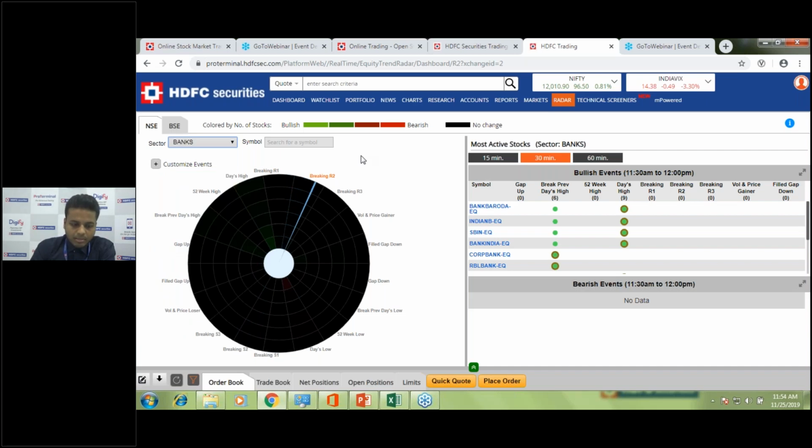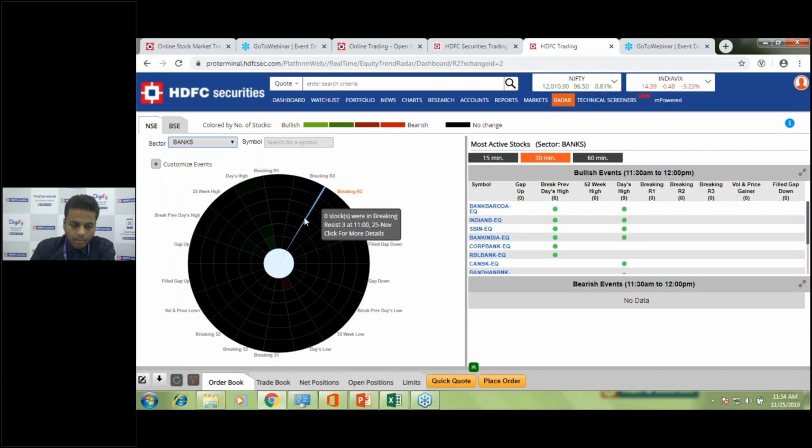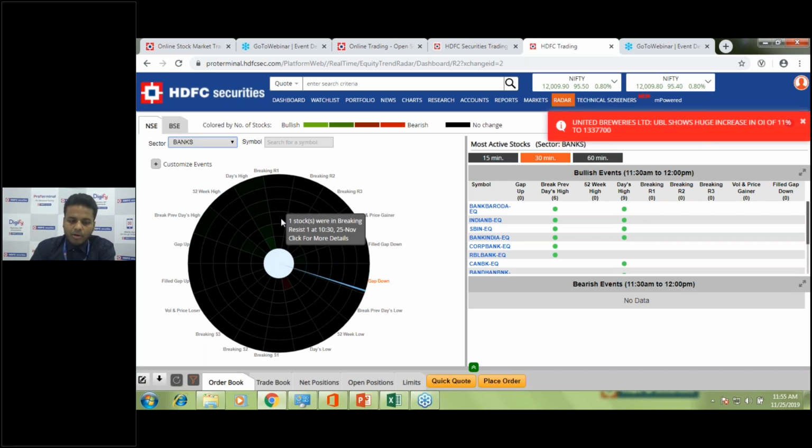What you have to do is basically just go to this particular panel and see which stock is trading at what level. So let's suppose I want to see around 12 which stocks have just broken R1. So from banking stocks, there is no stock which is trading at R1. Let us see if there are any stocks trading at the S1 level. So there was one stock at 10:30 which broke R1 from the banking sector. We just have to click on that particular section and the name of the stock will come up.